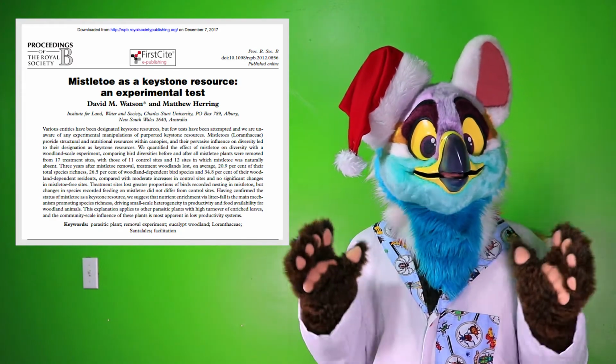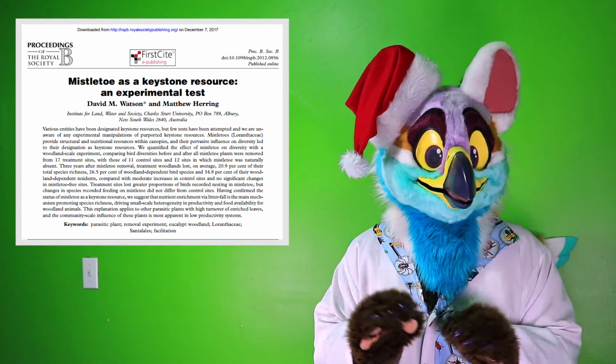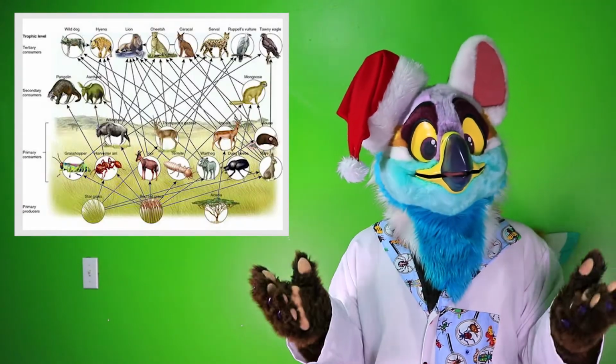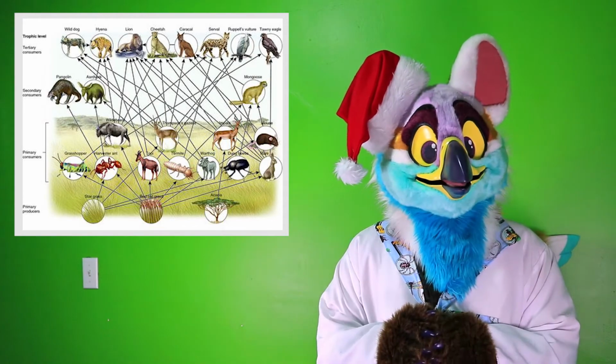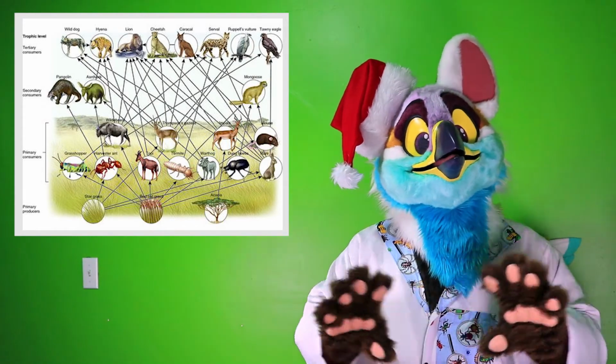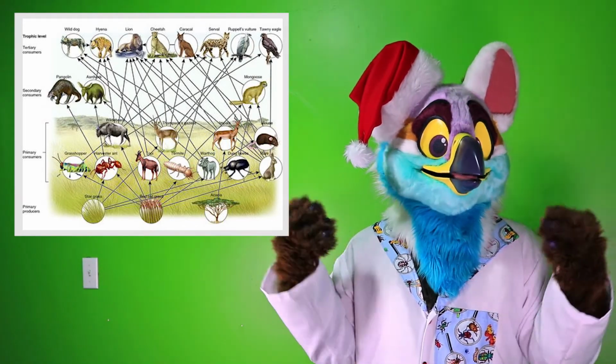There are just so many vertebrates in these stands that rely on the mistletoe for food. Reading this paper, it was just amazing to me that so many vertebrates relied on it so heavily. It really speaks to the complexity of food webs in our ecosystems.